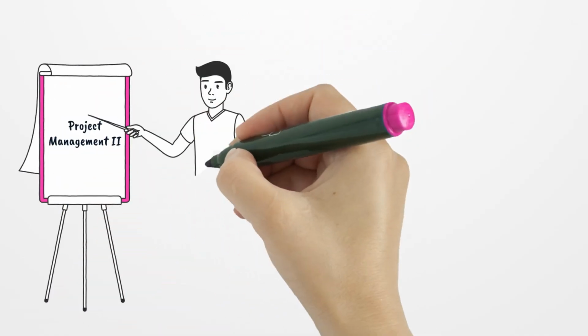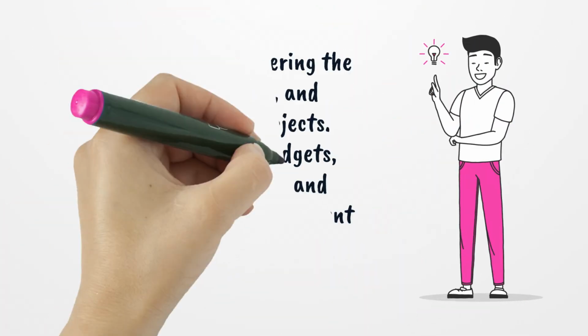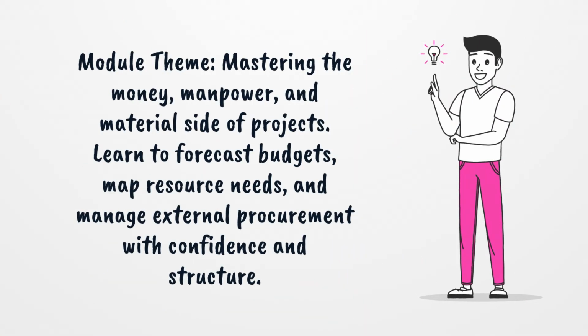Hi. Welcome back. In today's class, we will be learning budgeting, resource allocation and procurement. Module theme: mastering the money, manpower, and material side of projects. Learn to forecast budgets, map resource needs, and manage external procurement with confidence and structure.